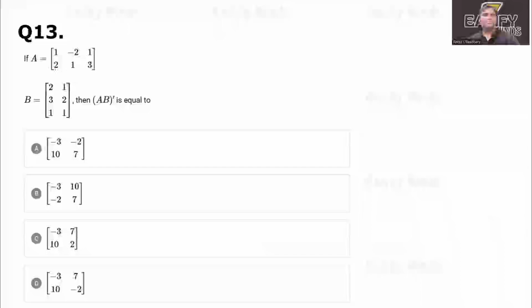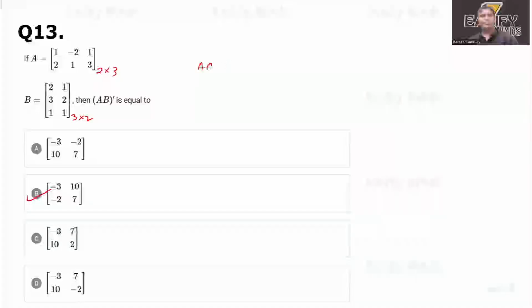Let's solve 13th. A matrix is given, B is given, we have to find (AB) transpose. Tell me the answer. The answer is B. Simple it is. What is the order here? The order is 2 into 3 and this is 3 into 2.